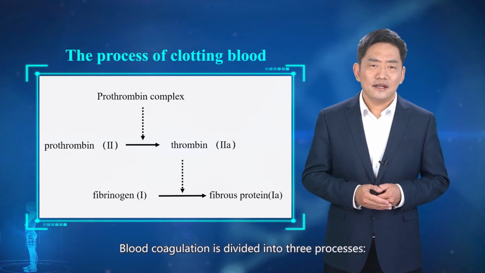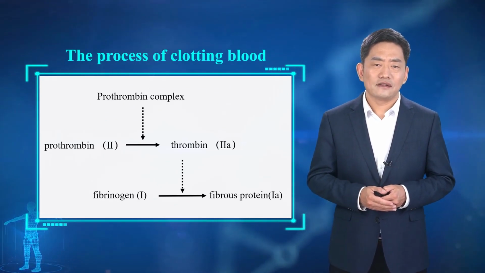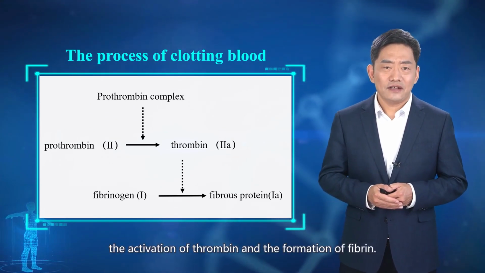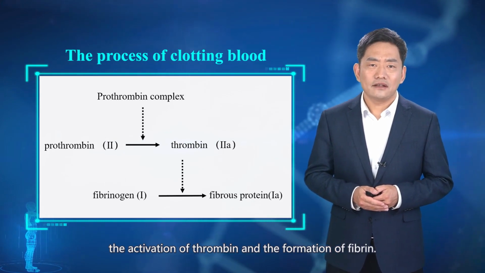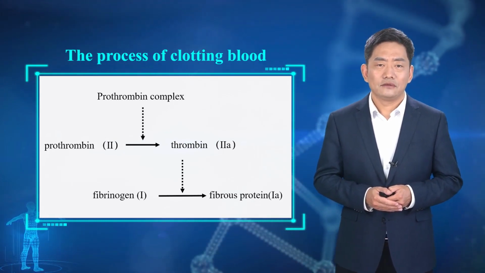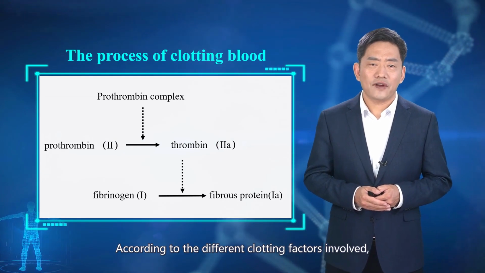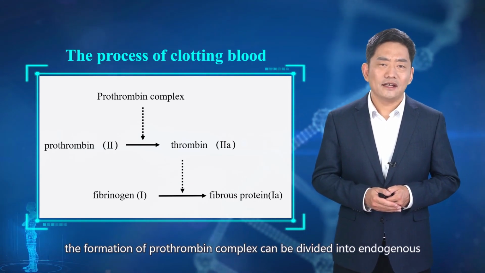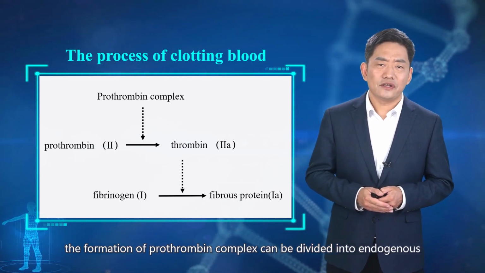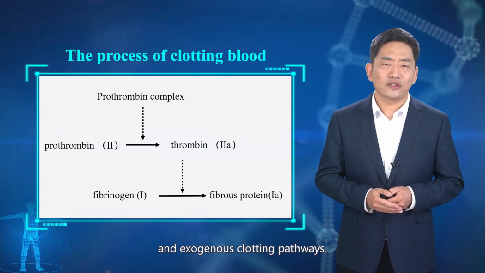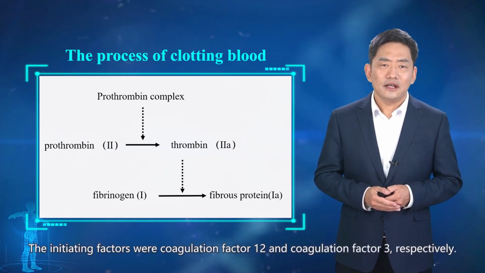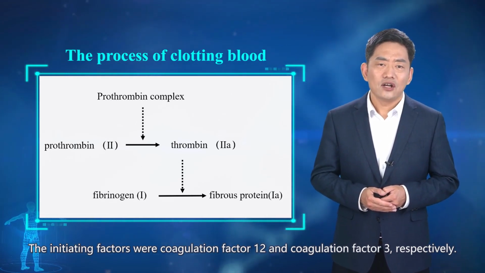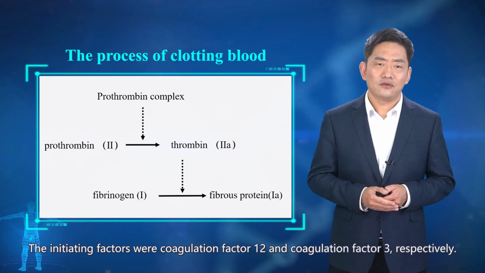Blood coagulation is divided into three processes: the formation of a prothrombin activator, the activation of thrombin, and the formation of fibrin. According to the different clotting factors involved, the formation of the prothrombin complex can be divided into endogenous and exogenous clotting pathways. The initiating factors are coagulation factor 12 and coagulation factor 3, respectively.